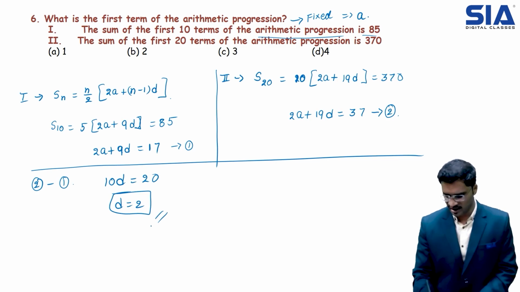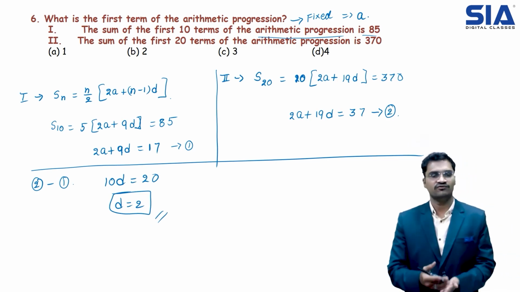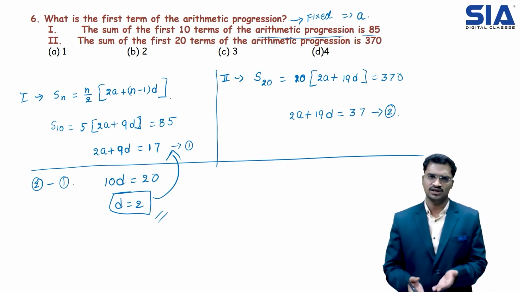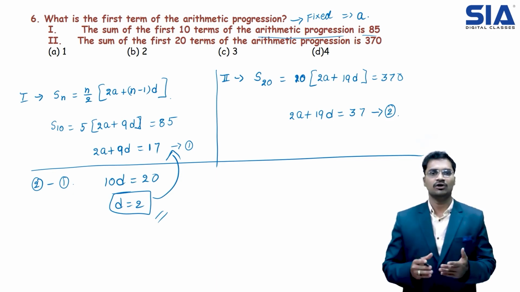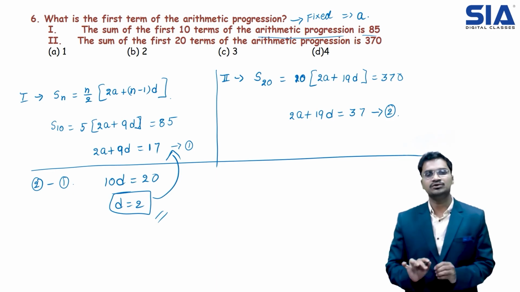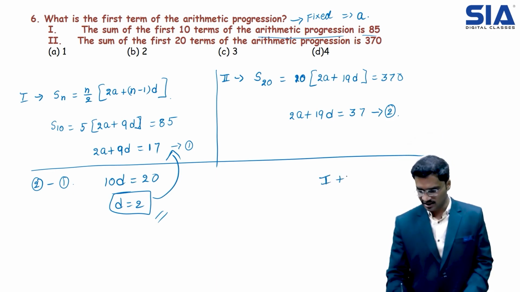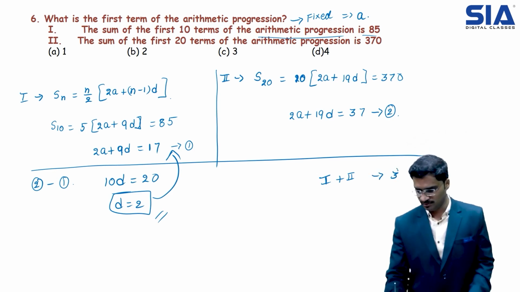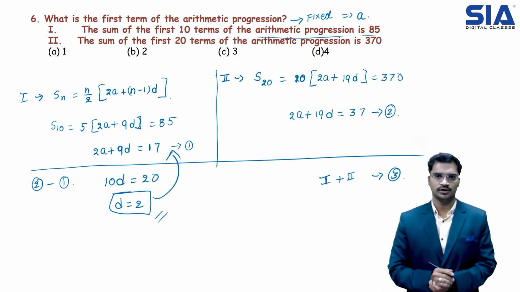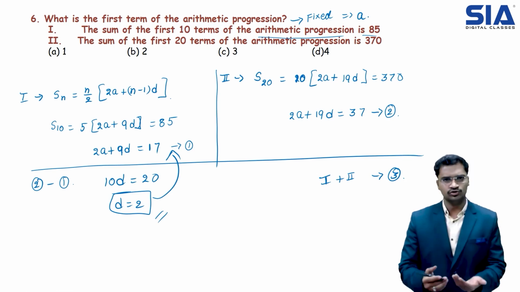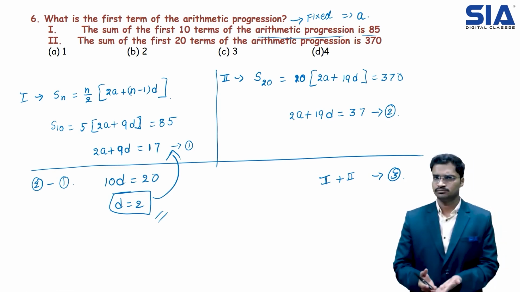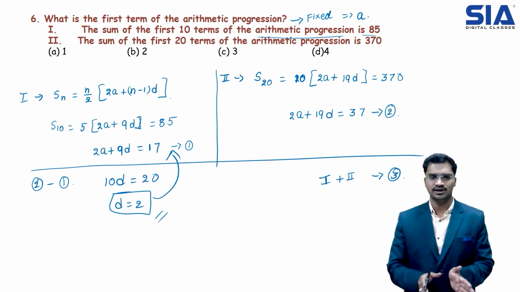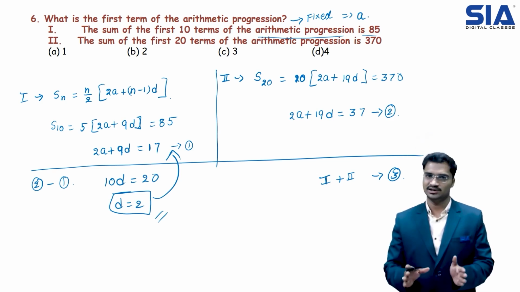So if I have found the d value, can I find the a value here? By substituting d in the first equation or in the second equation, I can simply find the value of a. So here, by using the first statement and second statement, I am getting the answer. So our option should be marked as option 3. There is no need to solve for the value of a, but we can simply say that by using first and second statement, the data is sufficient to answer this question.